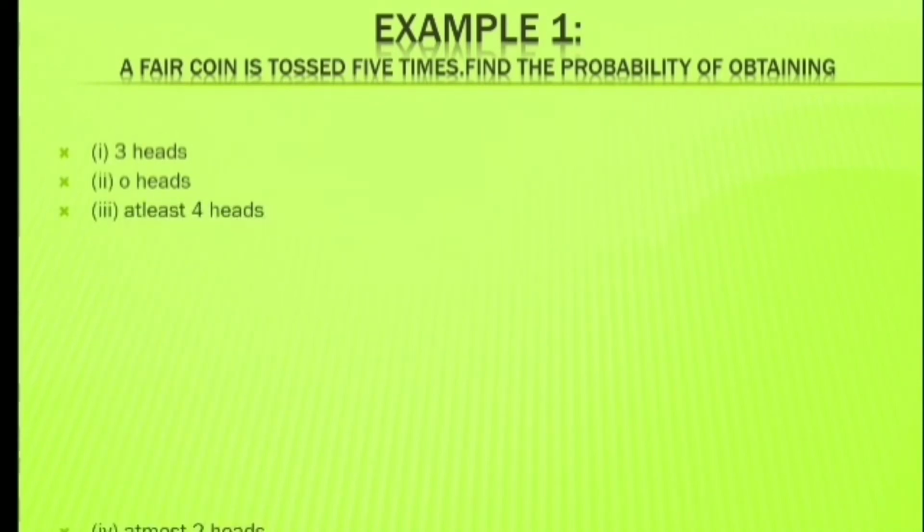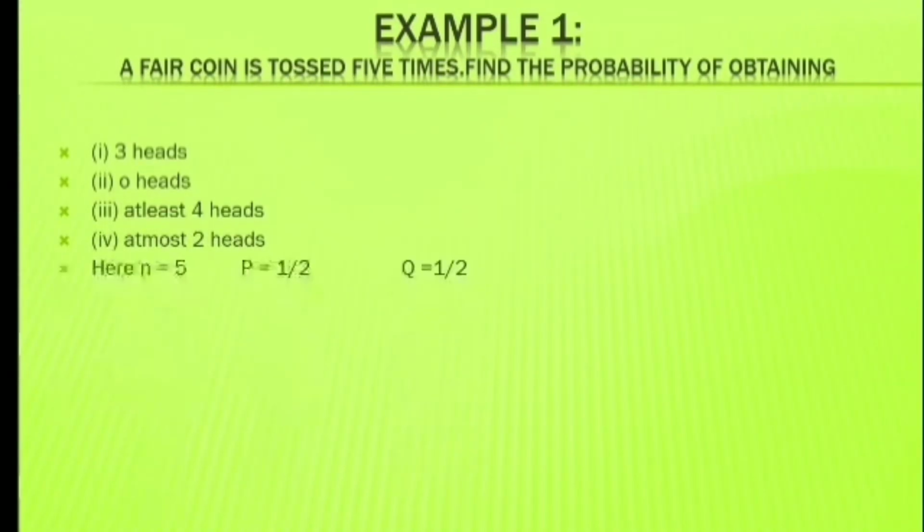Now let's see example 1. A fair coin is tossed 5 times. Find the probability of obtaining 3 heads, 0 heads, at least 4 heads, and at most 2 heads. Here a fair coin is tossed 5 times, so we take n equal to 5. When a fair coin is tossed, success is obtaining a head, so p equals 1 by 2 and q equals 1 by 2, where q is the failure, found by 1 minus p.